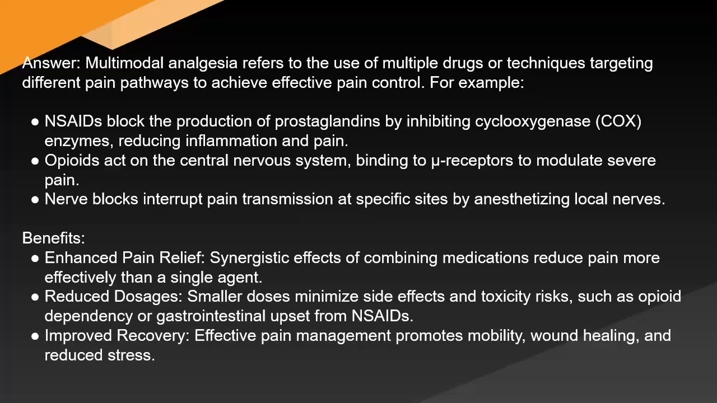Opioids act on the central nervous system, binding to mu receptors to modulate severe pain. Nerve blocks interrupt pain transmission at specific sites by anesthetizing local nerves. Benefits: enhanced pain relief. Synergistic effects of combining medications reduce pain more effectively than a single agent. Reduced dosages. Smaller doses minimize side effects and toxicity risks, such as opioid dependency or gastrointestinal upset from NSAIDs.